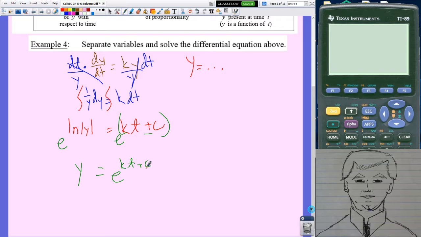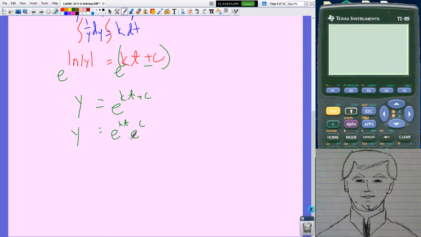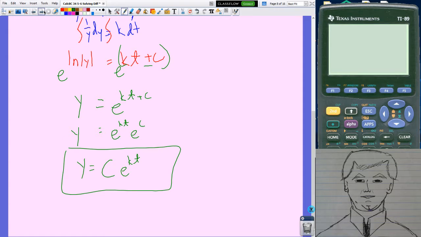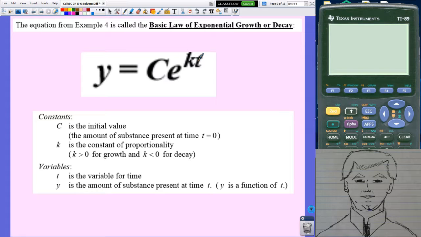A neat thing with this: when I say plus c, this is the same thing as e to the kt times e to the c. I can break it up with laws of exponents. And really, e to the c is just a constant c. So I can rewrite that as c times e to the kt. This is one of those important formulas. This is the basic law of exponential growth and decay. You might have seen this in Algebra 2. So y equals c e to the kt, where c is the initial value and k is your proportionality constant.